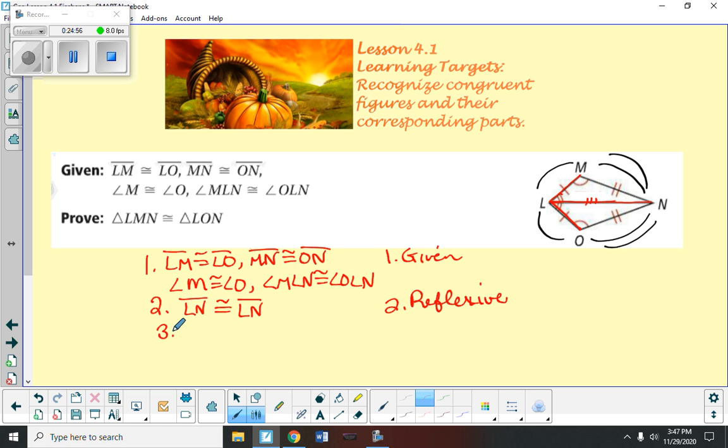And then we're missing one more angle. That would be this angle right here, angle MNL. And that is going to be congruent to angle ONL.